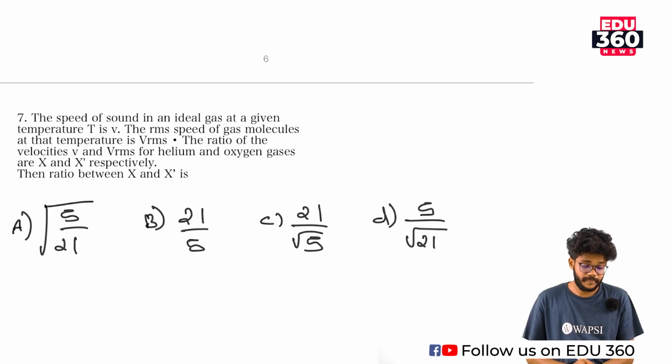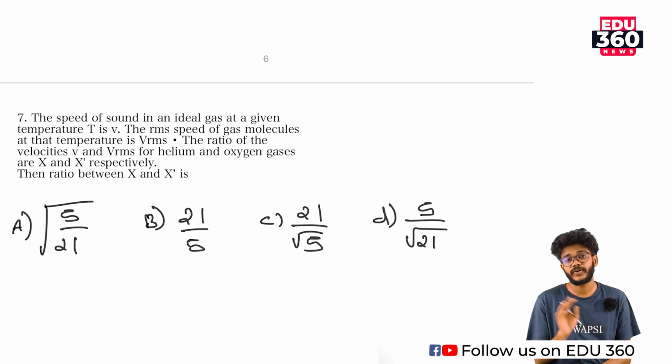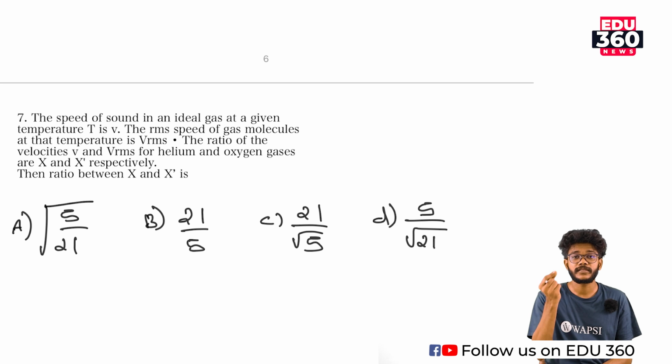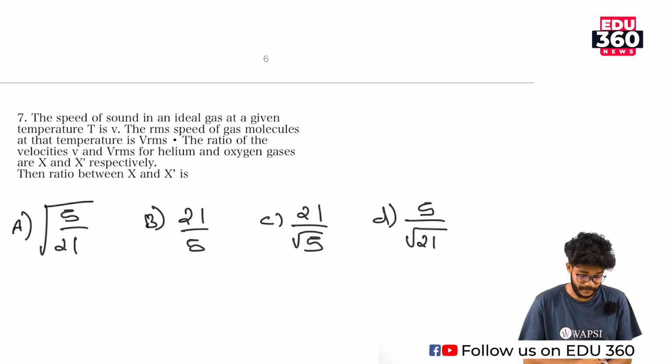Okay, the speed of sound in an ideal gas at a given temperature T is V. V is the speed of sound in the ideal gas. The RMS speed of a molecule at that temperature is Vrms, the root mean square value of the velocity. Vrms is the speed of the gas molecule, and V is the speed of sound.